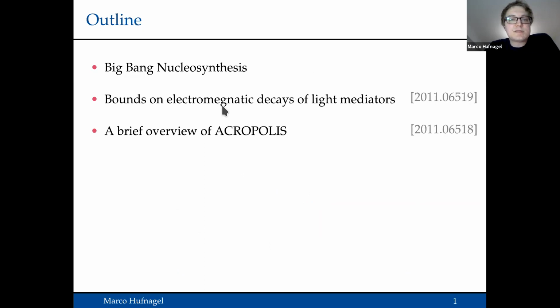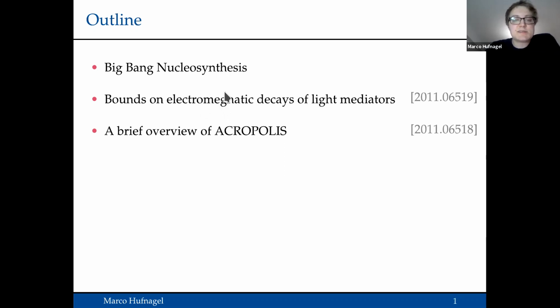And then afterwards, in the second part of the talk, we're going to use this knowledge in order to derive constraints for a certain extension of the standard model, namely one where the standard model is extended by a dark sector that involves particles with electromagnetic decay channels.